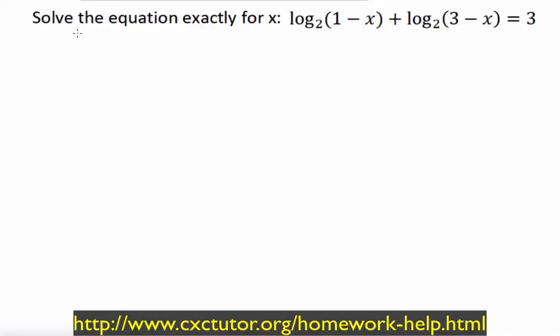Welcome back. In today's question, we're asked to solve the equation exactly for x. And the equation is as follows: log to the base 2 of (1 minus x), plus log to the base 2 of (3 minus x), is equal to 3. Now, just like the last question, we have to remember that once you have an equation, that means what is on the left-hand side is equal to what is on the right-hand side.